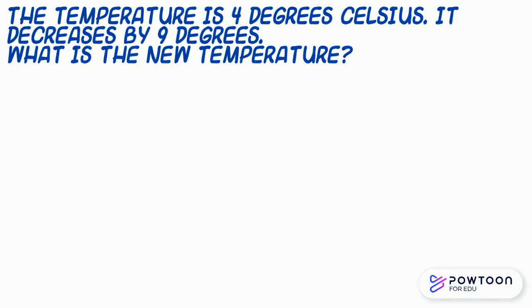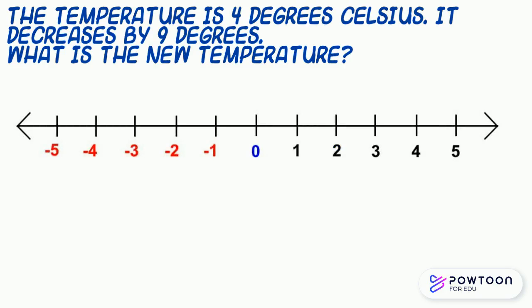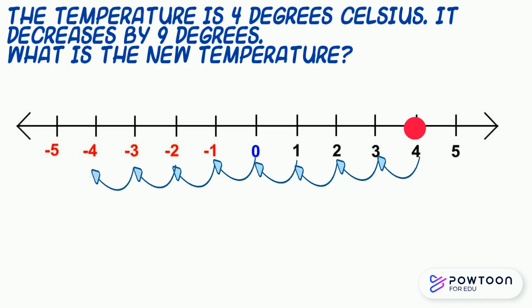Now we're going to start with the temperature of 4 degrees Celsius, and it's decreasing by 9 degrees. What's the new temperature? So same idea, draw your number line, plot your original point at 4, but now because we're decreasing, we're going to go left 9 places, and then find that our answer is -5.